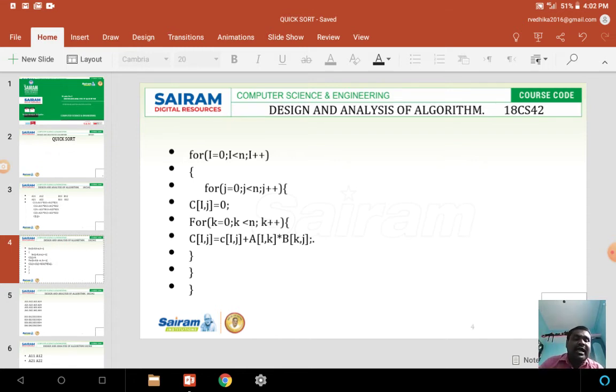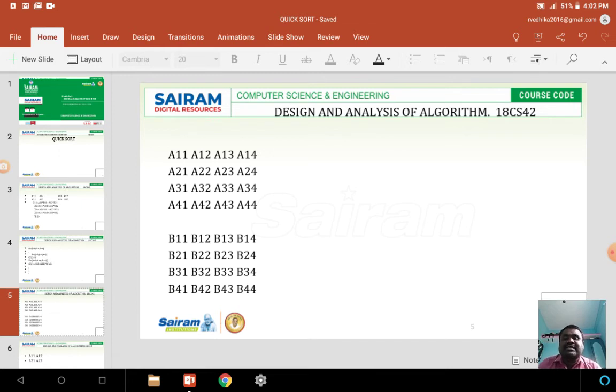So according to that, a 4 by 4 matrix must be divided into sub-matrices, and each sub-matrix must be calculated individually. Then the result will be given to the main problem. So according to this, now let us take this example.